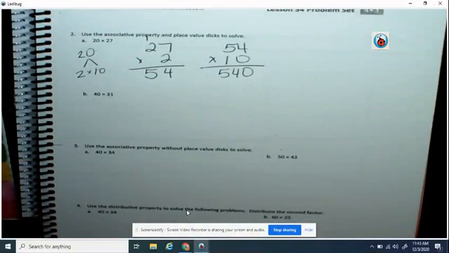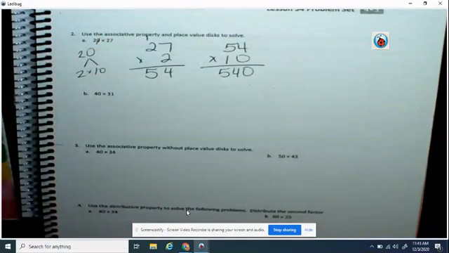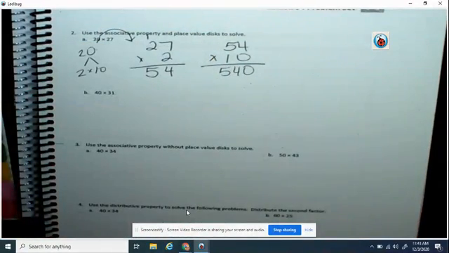So that's what we were just doing in the picture. This is a little bit simplified way. Basically, I'm just taking that 0 and then I'm putting it on the end once I find the answer for the 2 times the 27.